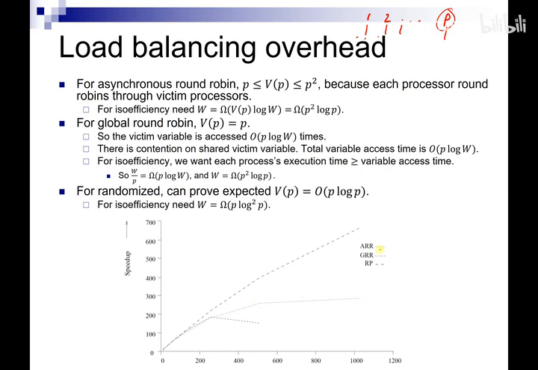For the global round robin, as you increase the number of processors, eventually the speedup decreases, because you have this common victim variable being accessed by all the processors, and this is too much overhead. The best performing one is the randomized one, which just keeps scaling, because you pick random nodes, so there's no contention, and there are not too many work steals either.